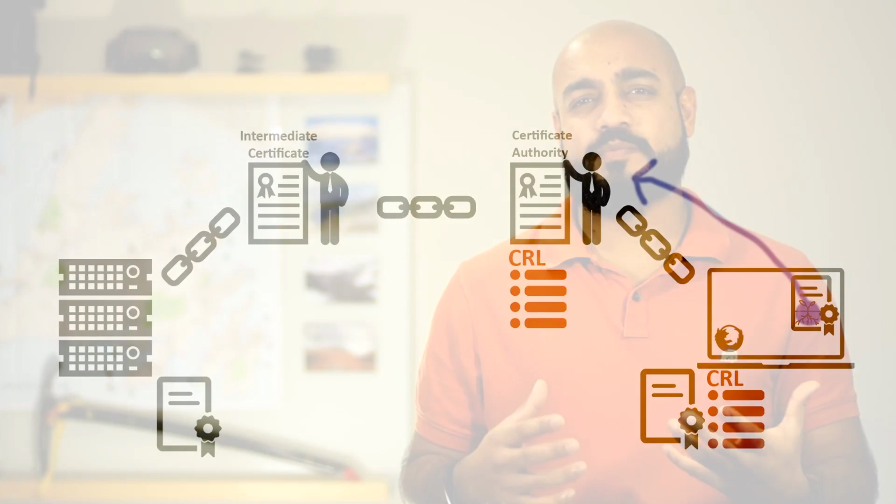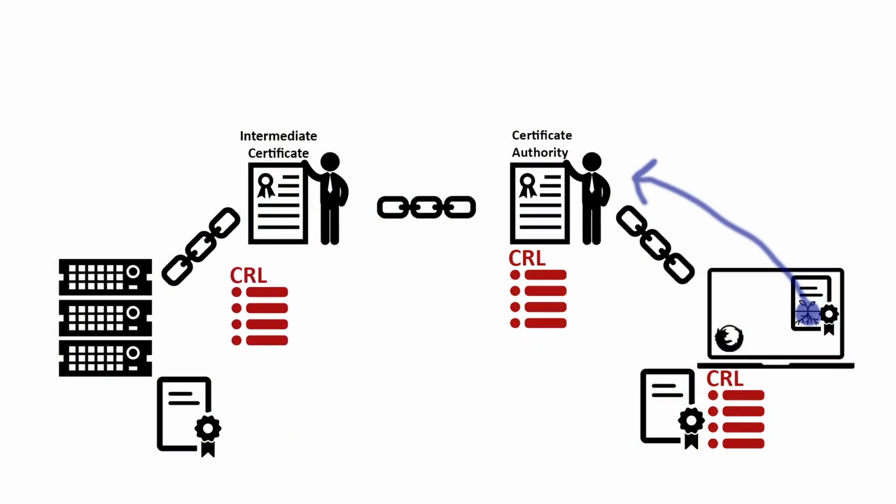This quickly turned into a mess with some browsers not checking the revocation list every time, and even worse, not checking the revocation list for the entire chain. Remember, we have a chain of trust, and we need to check the revocation list for the entire chain.